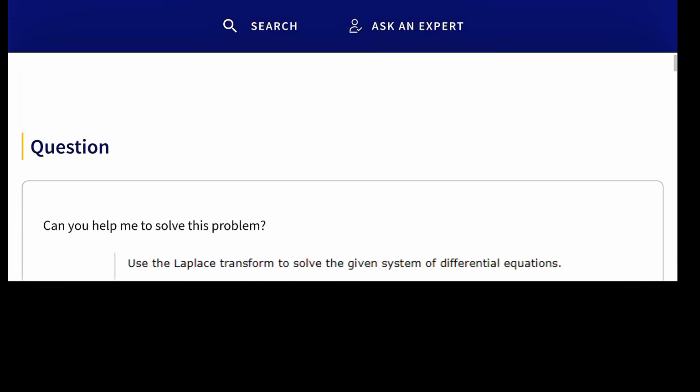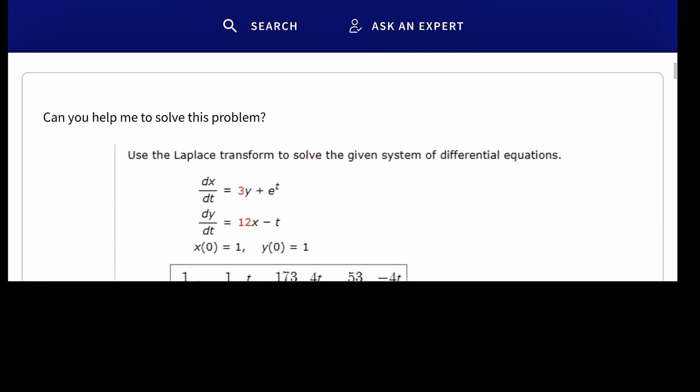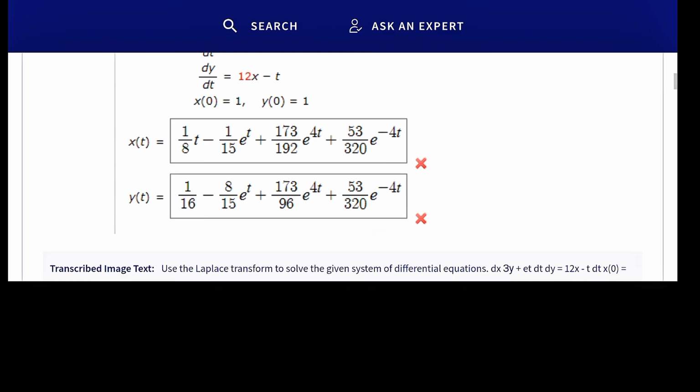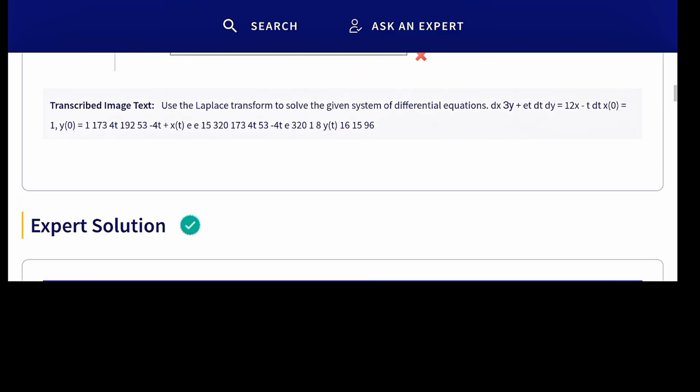In today's video, we'll be looking at this given simultaneous differential equation. This is a differential equation. We're given 1 and 2. So I'm going to be solving it simultaneously.